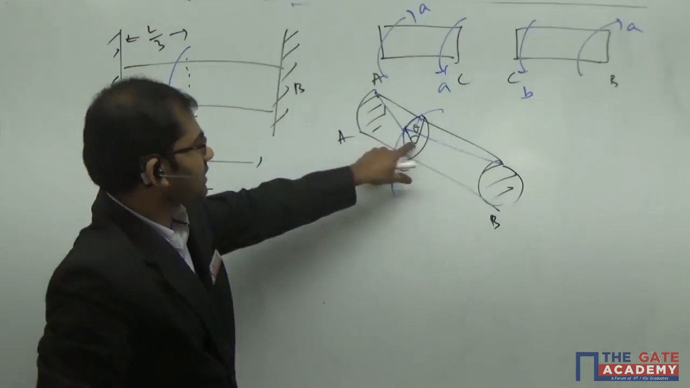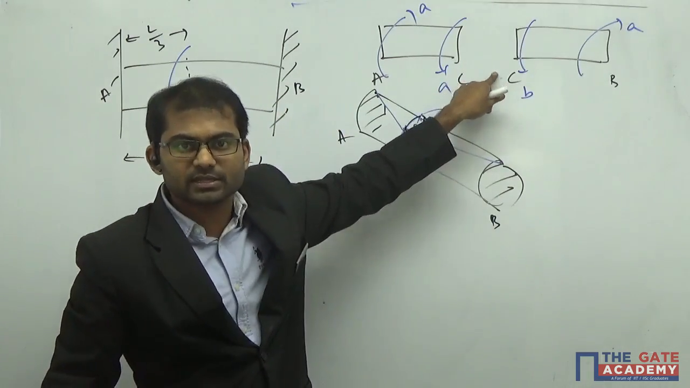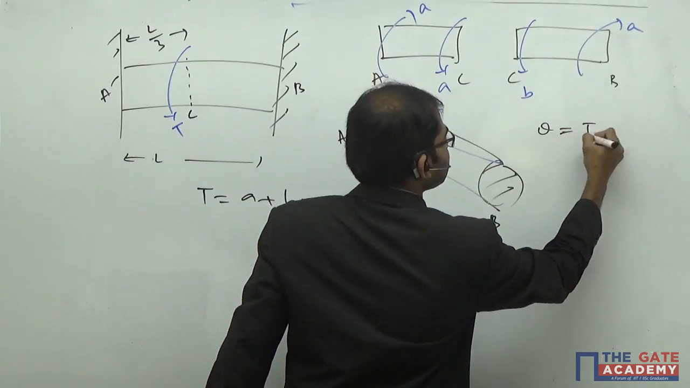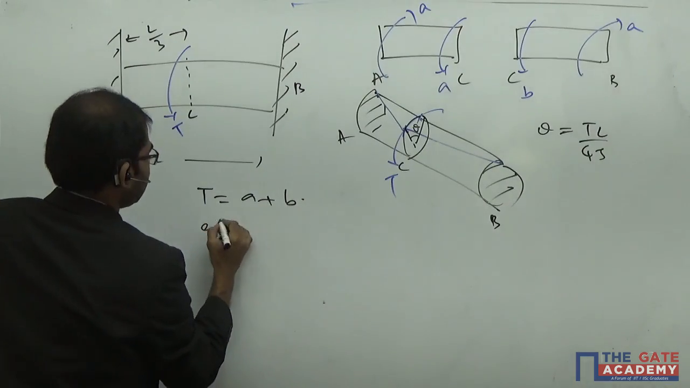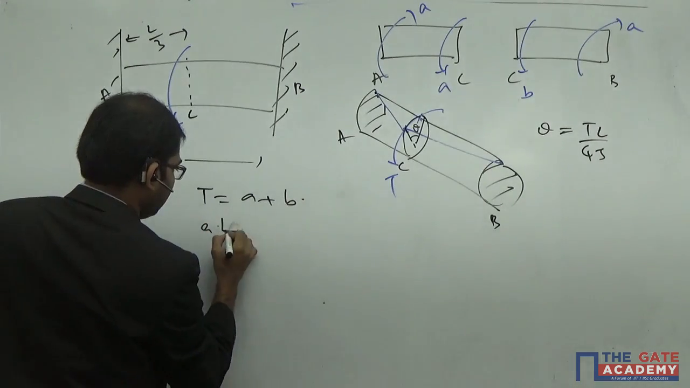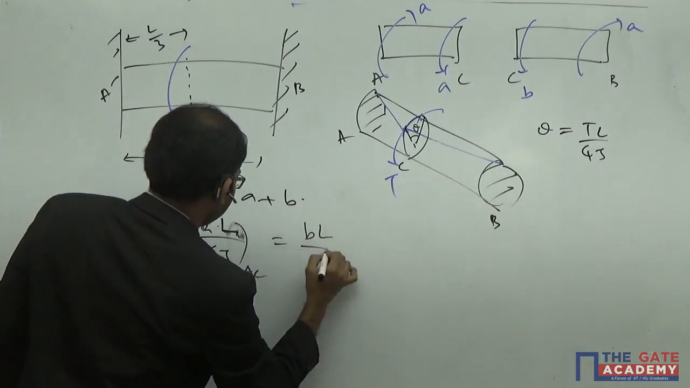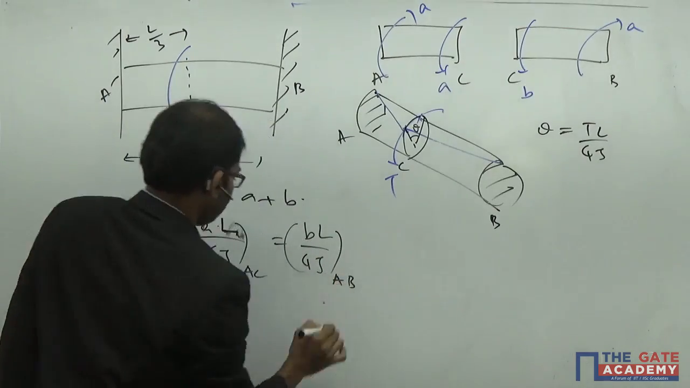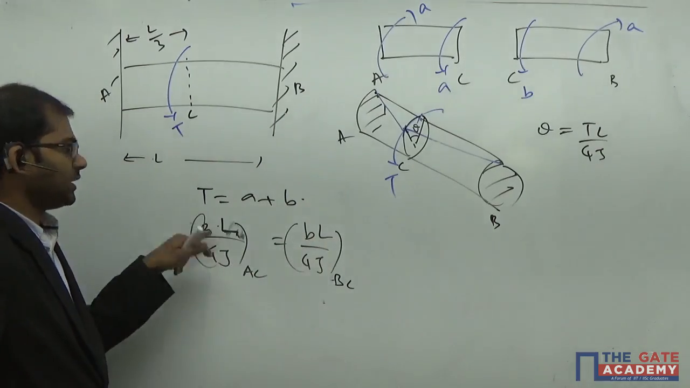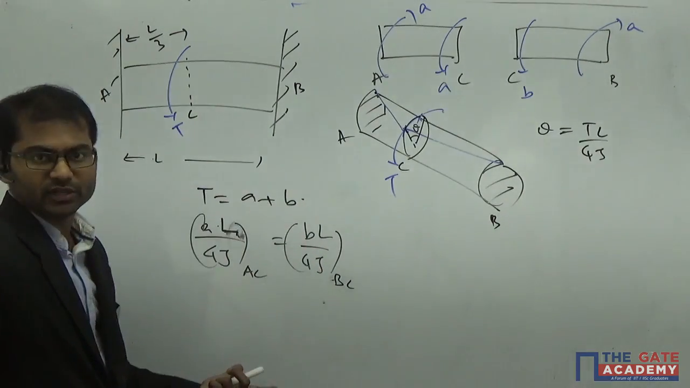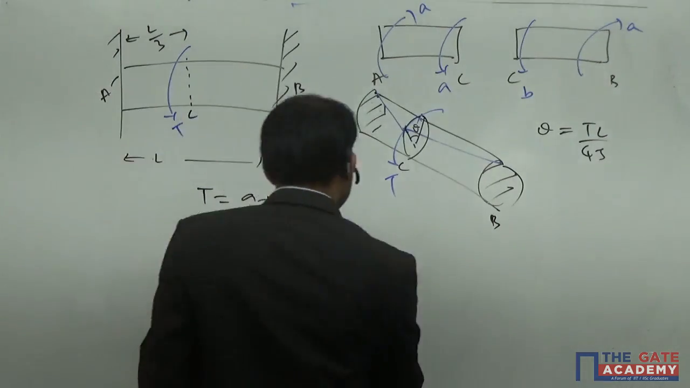But we know that at this section, the angle of twist is the same in both the cases. And this is fixed here, so the angle of twist will be occurring at this section itself. So for theta, we have the formula TL by GJ. The torque for the first one is A into length L of A. So AL by GJ for the section AC is equal to BL by GJ for the section BC. Understand? We know the corresponding length, G and all these things. As J is the same, you can easily do it here.